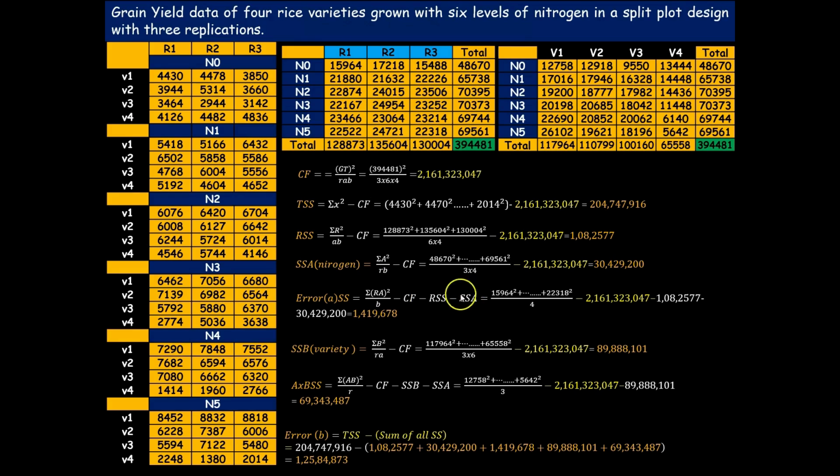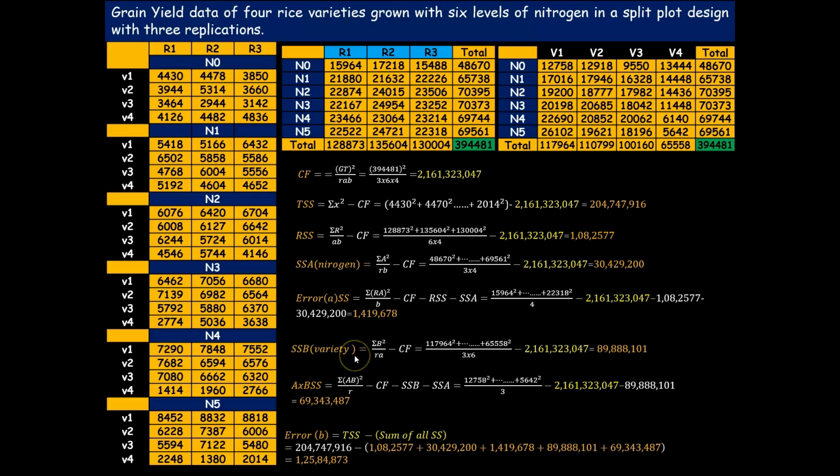The sums of squares involved in this main plot, that is nitrogen, that is 159640, that is this square plus this square plus this square plus this square plus this square, whole divided by the number of levels of the factor B or the subplot, minus the correction factor which is already collected, minus the replication sum of squares which is again already collected, minus the sum of squares due to the main plot which is already collected. We deduct all these values and we will get the main plot error.